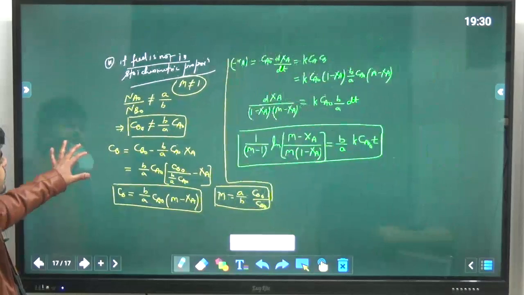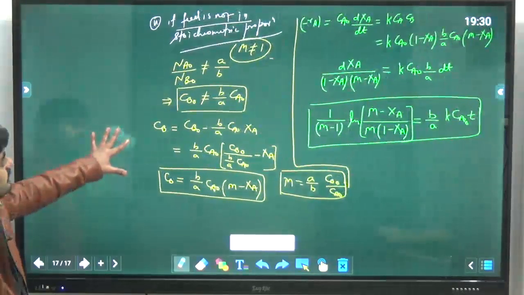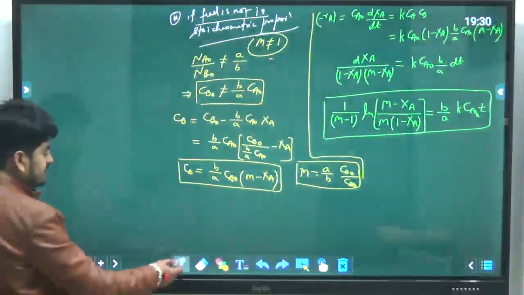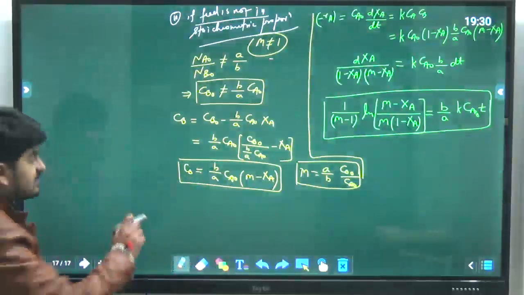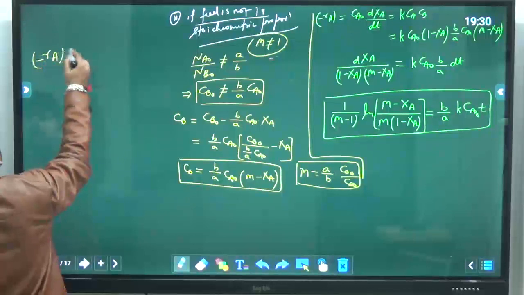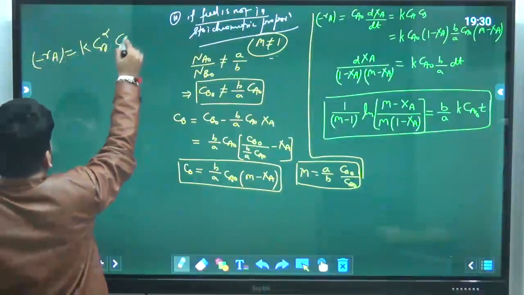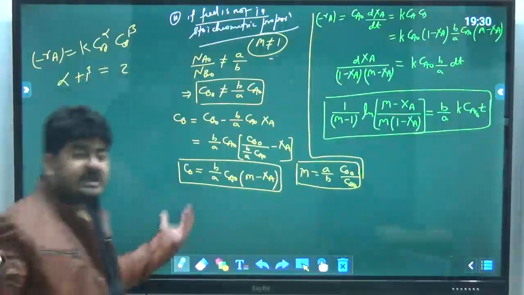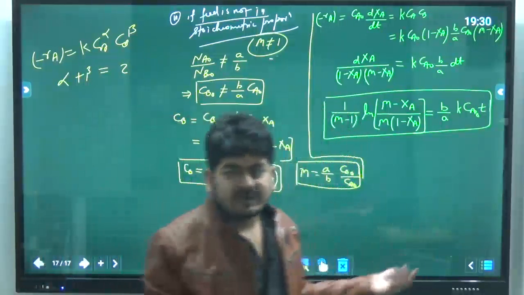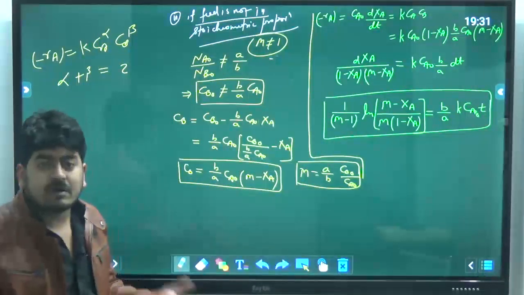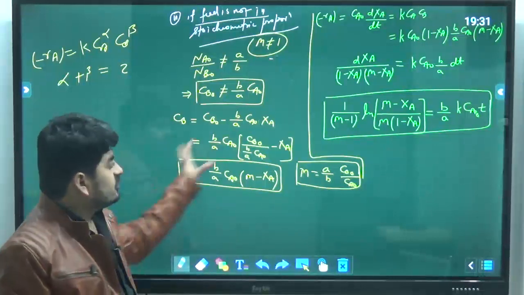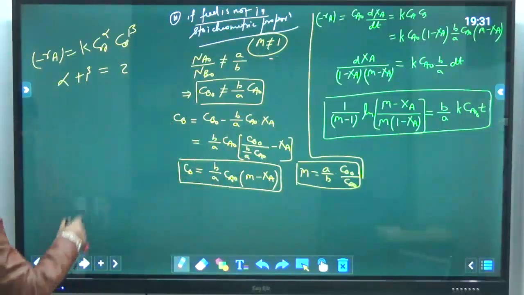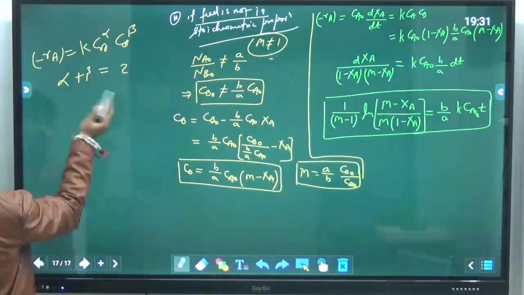Now here one thing which should be clear to all of you: this was the case when alpha and beta were 1, but what if -Ra is equal to k Ca^alpha Cb^beta, and we know alpha plus beta is 2, but suppose the orders are 0.5 and 1.5, or 0.75 and 1.25 or something like that. So what to do in that case? If you do the mathematical calculation you will get the answer, but the final expression should be simple.